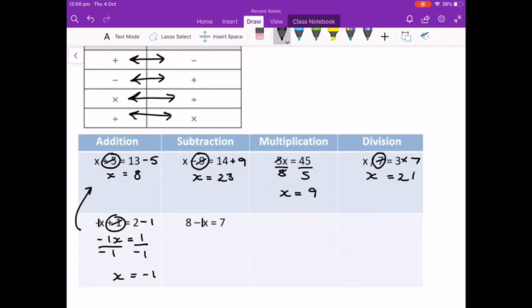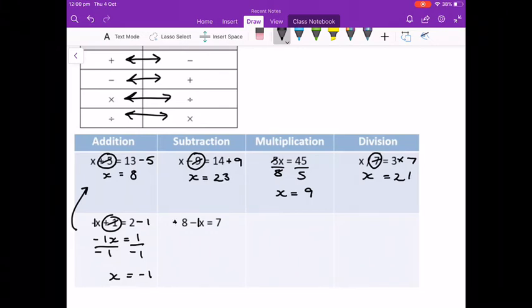Let's look at the next example. 8 take 1x equals 7. Now that 8 is actually a positive 8, you just can't see it. So we have opposite of plus 8, which is take 8. So negative 1x, we want our x's on our left and our numbers on our right. 7 take 8 is negative 1. Negative 1x, again, divided by negative 1, because we want a positive x. And negative 1 divided by negative 1 is 1, which is itself.